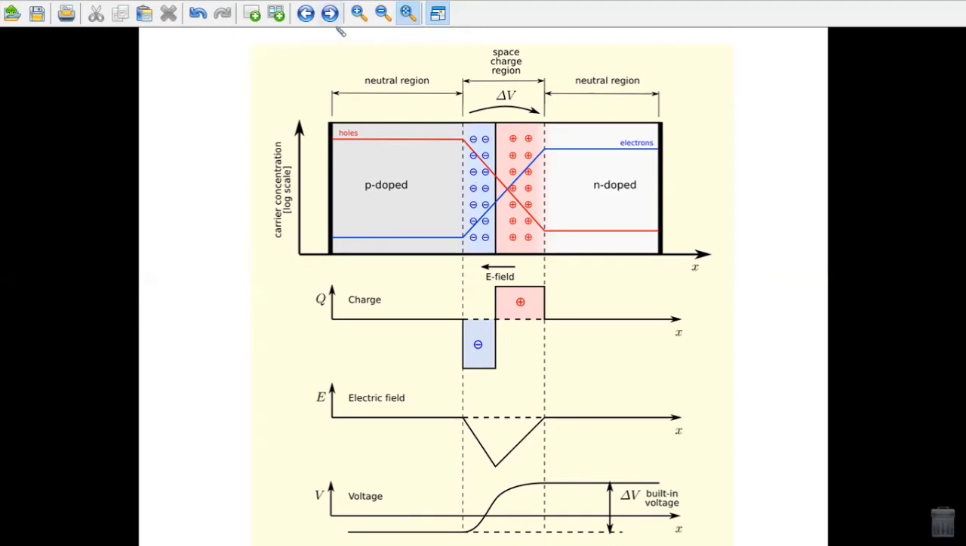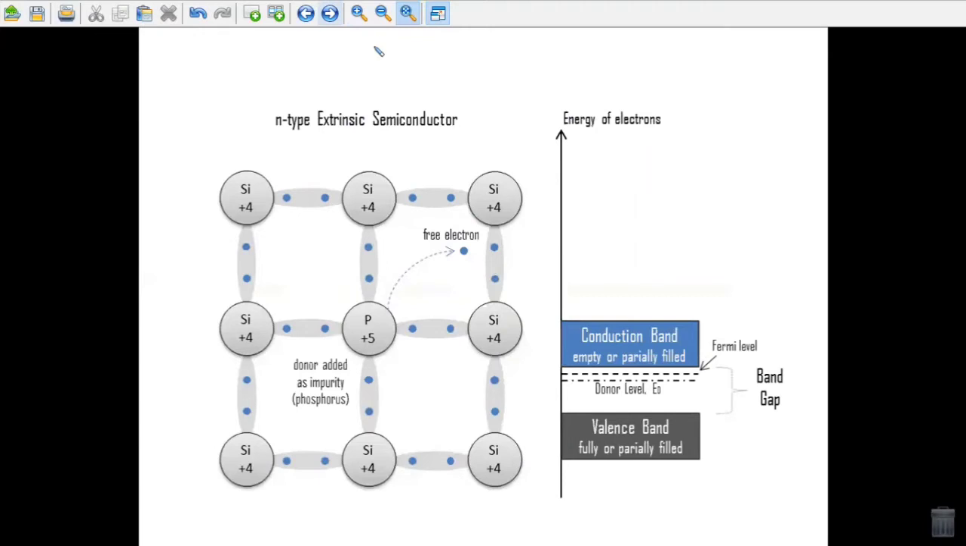Okay, so this is the basics that we understood from the semiconductor physics, as you have already read in the analog electronics part of the previous semester. So now we come to the extrinsic semiconductor part.